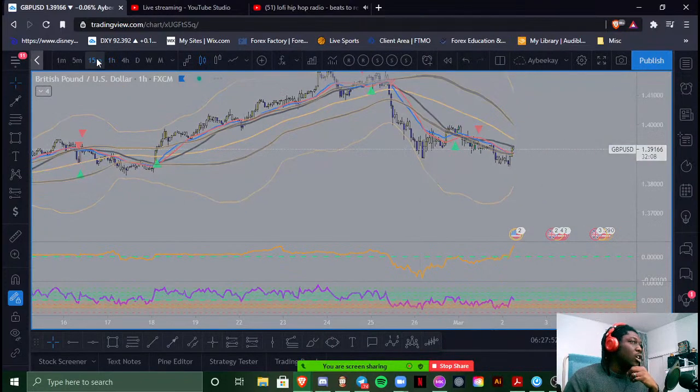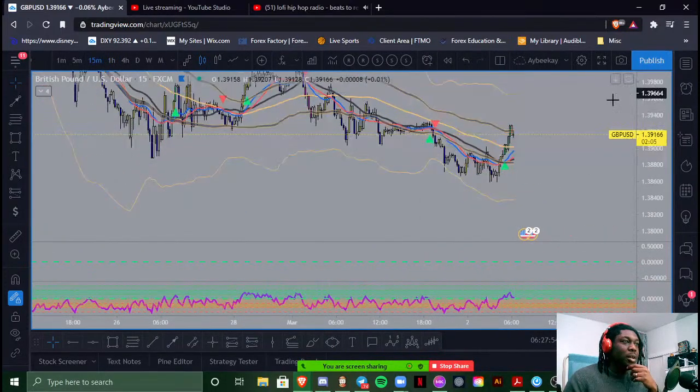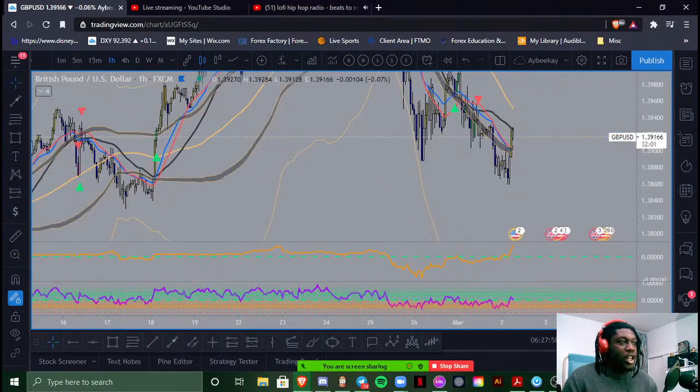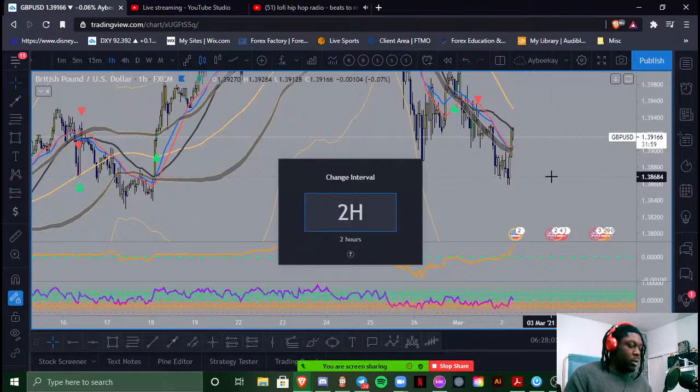I'm pretty sure the 15-minute called for a buy. Yeah, 15-minute called for a buy, but none of these are my setups for EURUSD either. Let's go into 2-hour real quick.